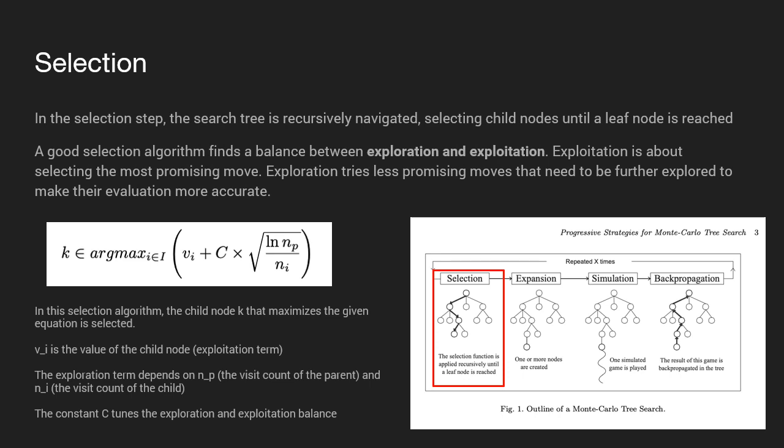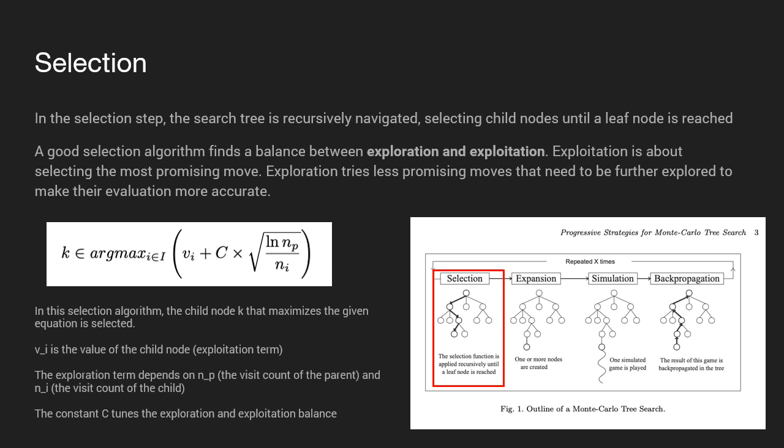Exploitation is about selecting the most promising move, that intuition we talked about earlier, where we think a move is promising, so we're going to follow it because we think it's more valuable to look there than somewhere else. Exploration, on the other hand, tries less promising moves that we might need to explore some more, because maybe our evaluation's wrong, especially if we haven't visited a node a large number of times.